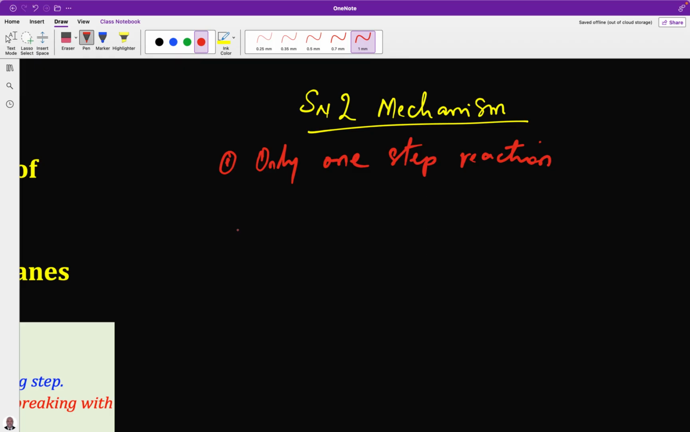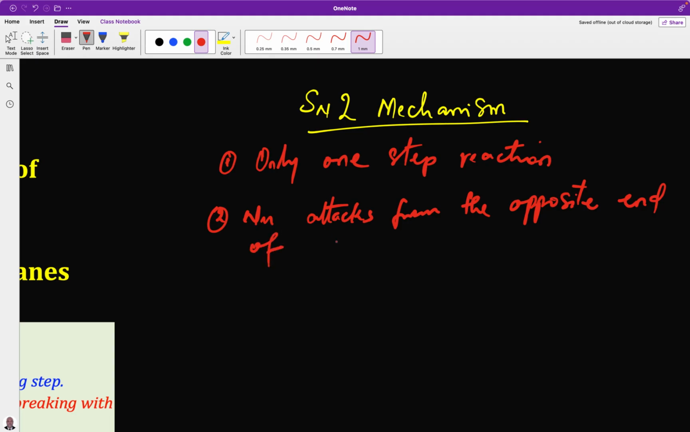Number 2, the nucleophile approaches the primary halogenoalkane from the opposite side of the bromine. The nucleophile attacks from the opposite end of the bromine. It attacks from the opposite end of the bromine. See what I am talking of.